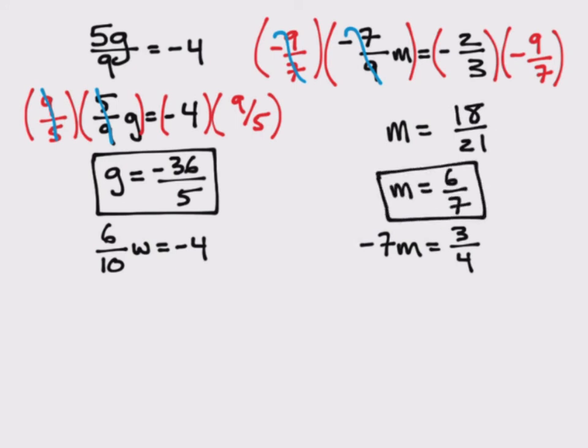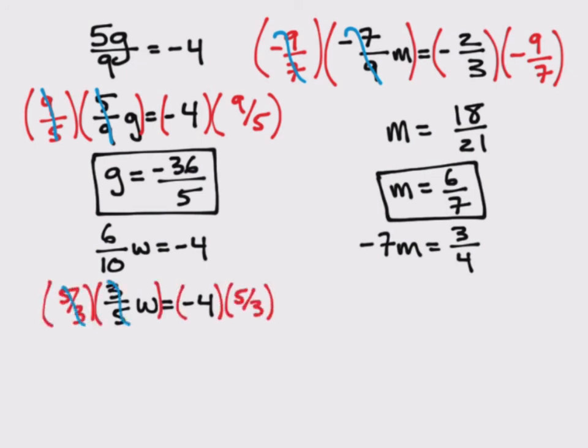For our third example, we don't have to, but we might as well simplify 6/10 right away. And from here, we're just going to multiply both sides of the equation by the multiplicative inverse of 3/5, namely 5/3. 5/3 and 3/5 multiply to 1. We get w all by itself, and w equals negative 20 over 3.